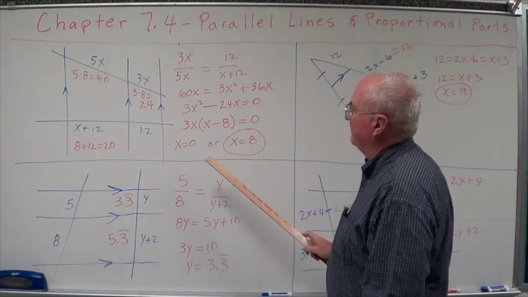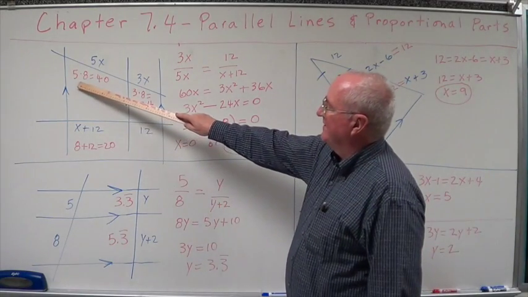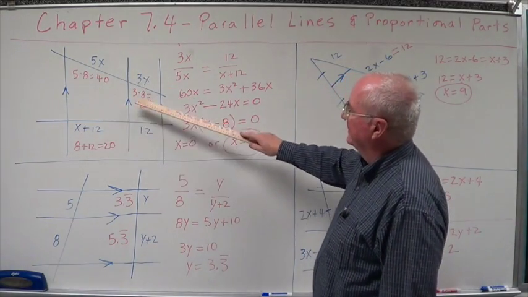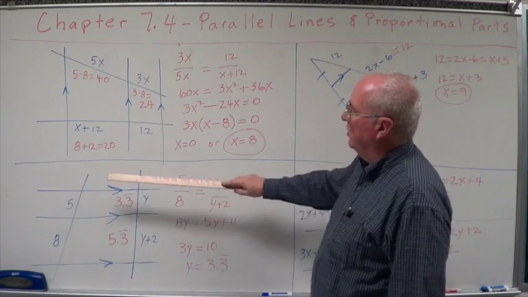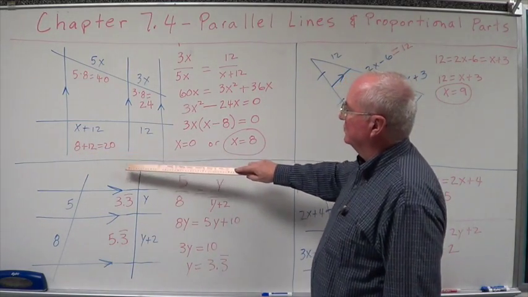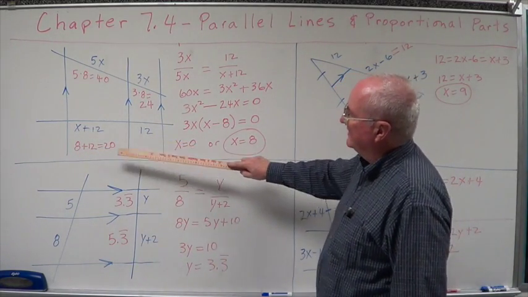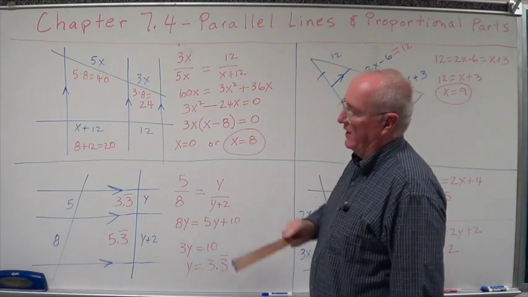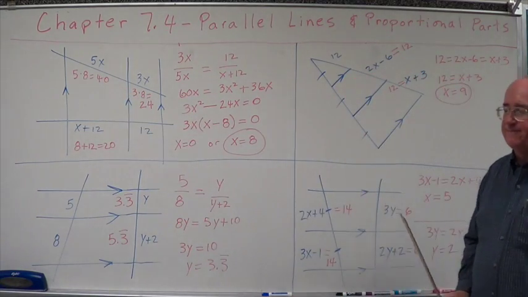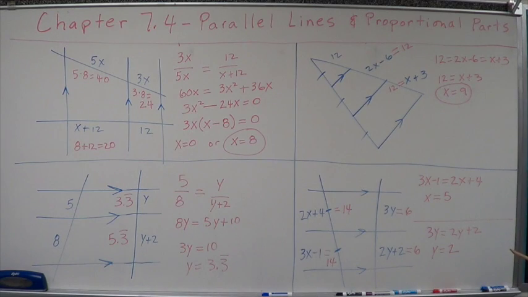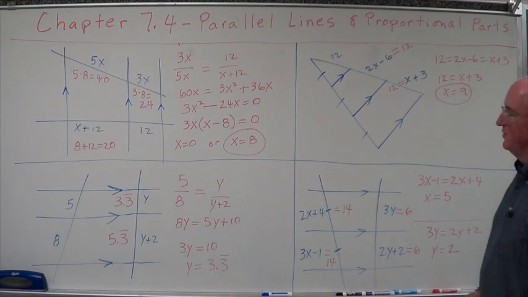Okay? So when we plug it back in, 5 times 8 equals 40. 3 times 8 equals 24. 8 plus 12 equals 20. So 12 is to 20 as 24 is to 40. Okay? All right? Look that one over. Pretty nice little problem to do.